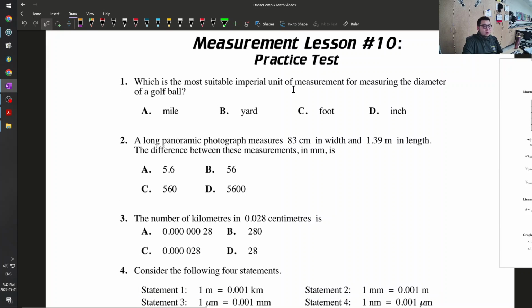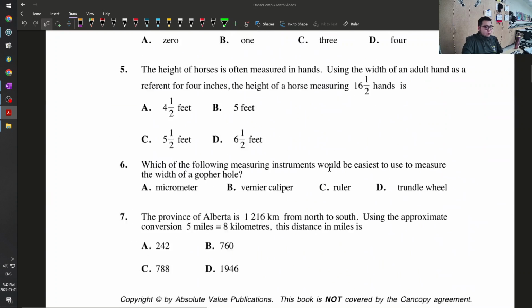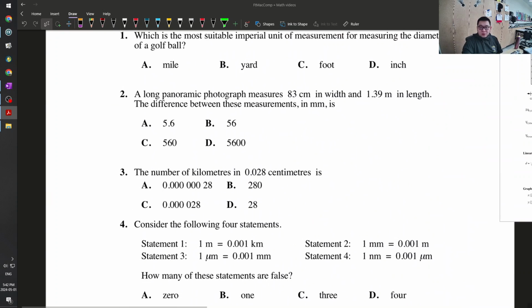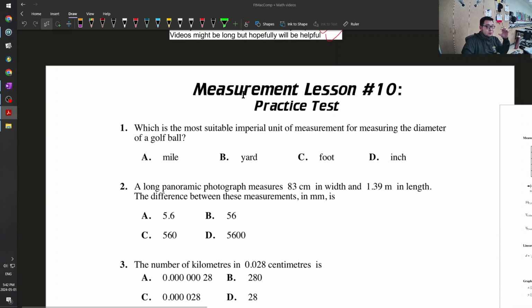Which is the most suitable imperial unit of measurement? That is the diameter of the golf ball. So, page 194. The golf ball is about this big, so probably inches. So answer 1 is D.